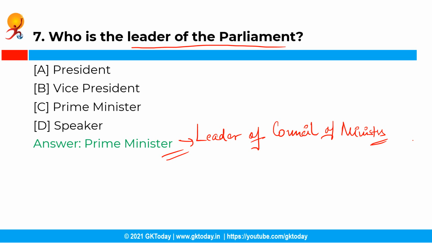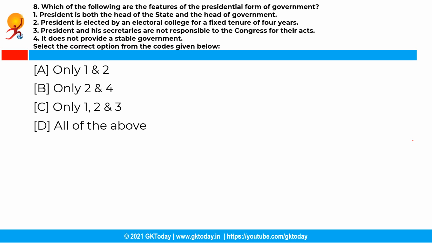Now the next question is, which of the following are the features of a presidential form of government? Number 1, President is both the head of the state and the head of the government. Second, President is elected by an electoral college for a fixed tenure of 4 years. And thirdly, President and his secretaries are not responsible to the Congress for their acts. And fourthly, it does not provide a stable government. So you have to select the correct options from the codes given below. And the correct answer is option C, that is the statements 1, 2 and 3 are correct.